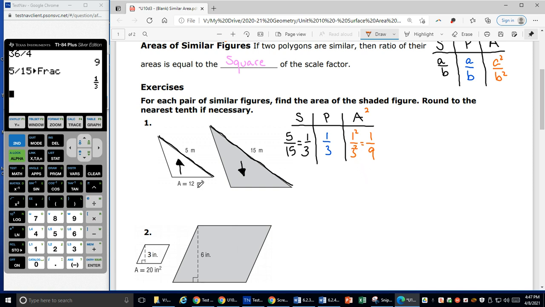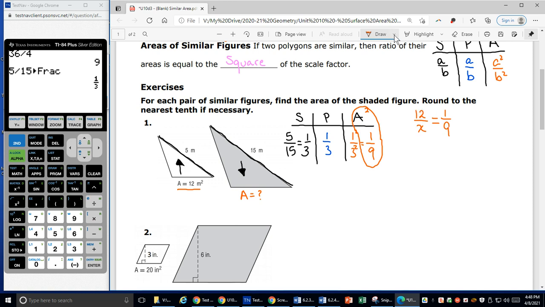Okay, so now I know I'm trying to find the area of this shaded figure. So now I'm going to compare my areas. The area of my up triangle is 12. The area of my down triangle, I don't know, so I'm going to put an X. That should reduce to the ratio of the areas that we found. It should reduce to 1/9.